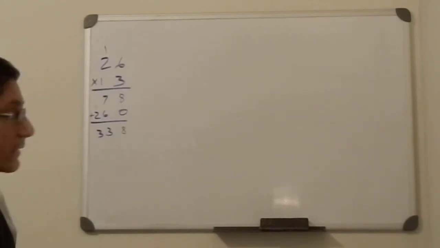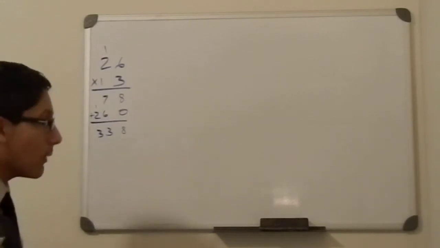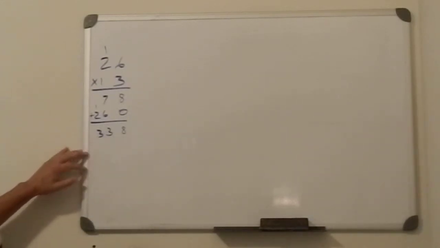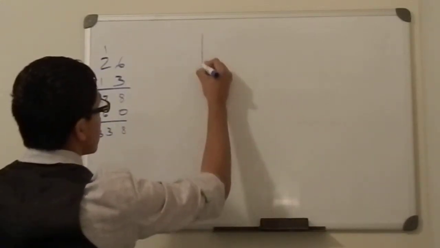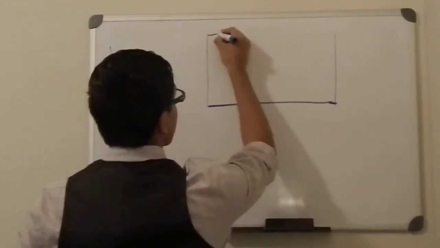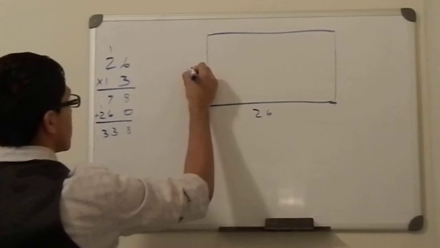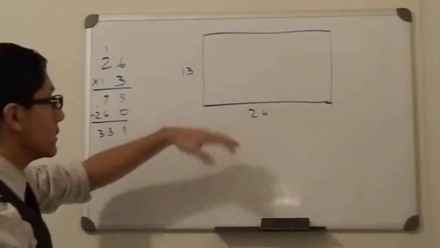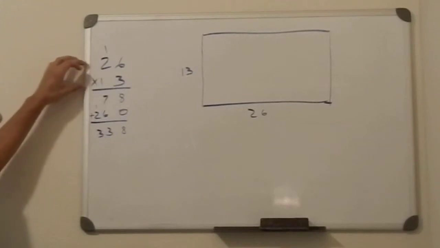It always works, it's very efficient, but in this channel we derive things. We show why it works. We don't just accept things as true. And we can prove that this works because we can go about this like this. We can say that we have 13 rows of 26, or 26 rows of 13, right? And this is what multiplication is, right?